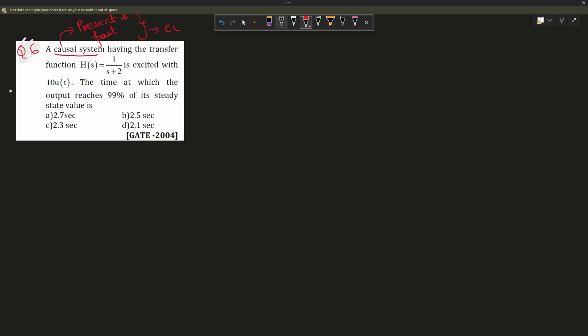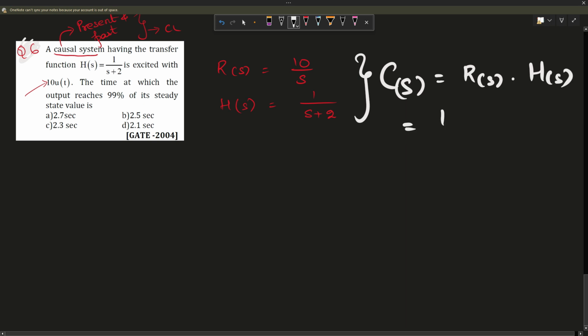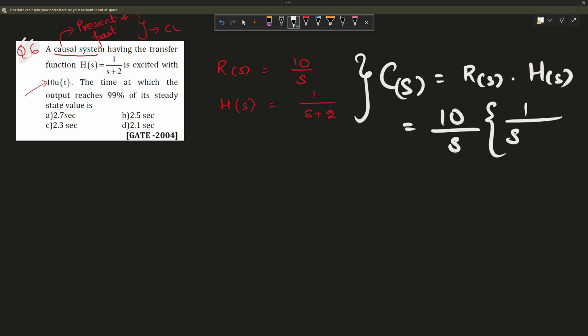So in this closed loop system, the input excitation is 10 into u of t, which is a unit step function. So the R of s is given as 10 by s and the transfer function of the system is H of s, which is 1 by s plus 2. What is the response? The response C of s is equal to R of s multiplied by H of s, which is 10 by s times 1 by s plus 2.